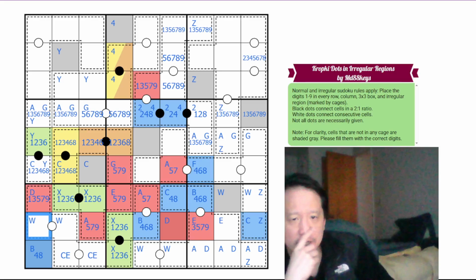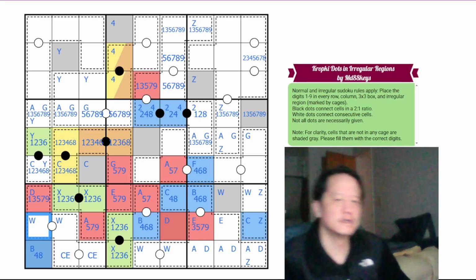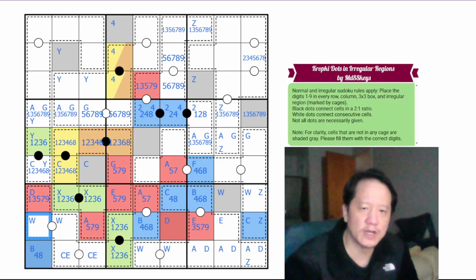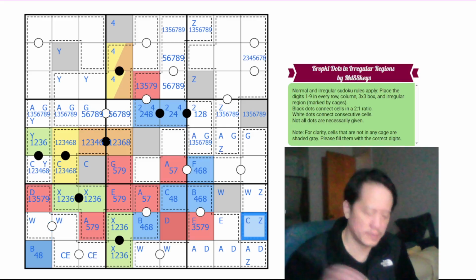Wait, why can't F be the same as C? Oh, because we have a C here. Right.